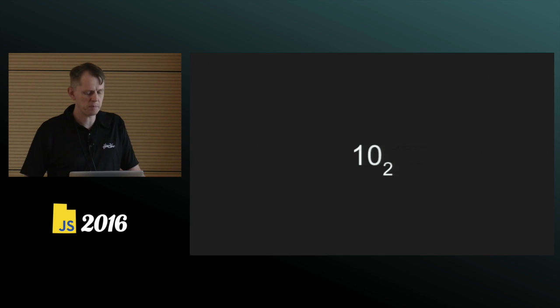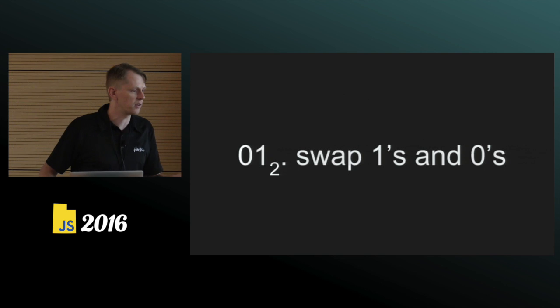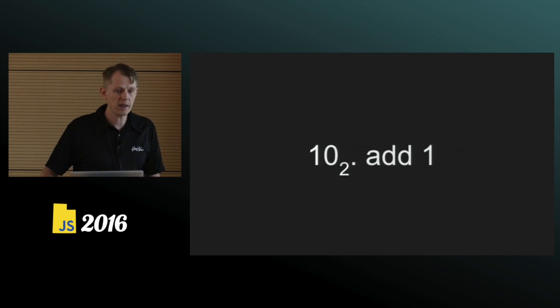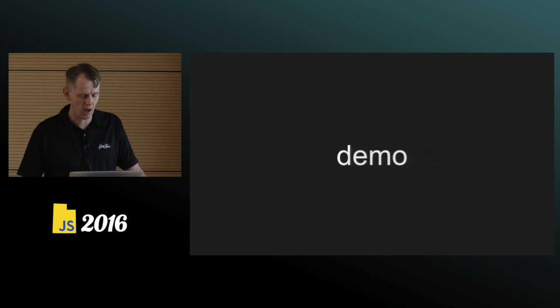There are 2 steps. The first step, swap all the 1s and 0s. If it's a 0, it becomes a 1. If it's a 1, it becomes a 0. And the second step is we add 1. So let's have another demo. This is the 4th demo. This is a pretty demo-heavy talk here.